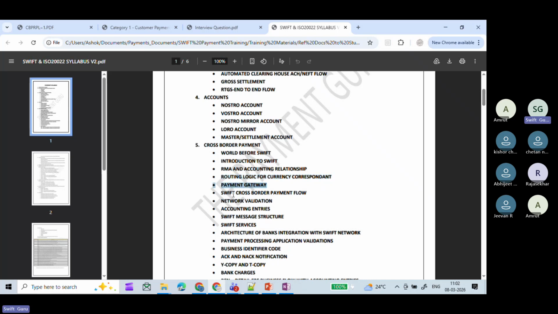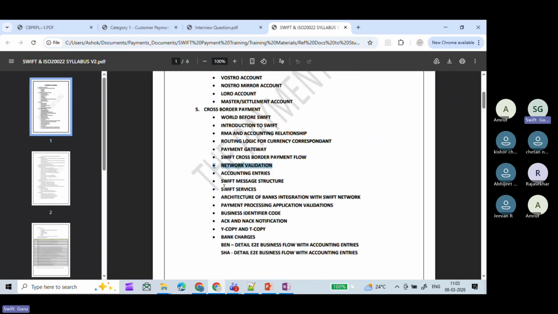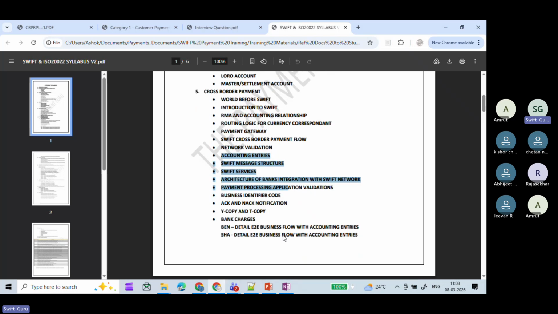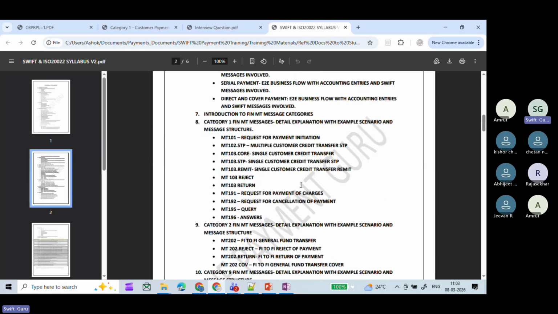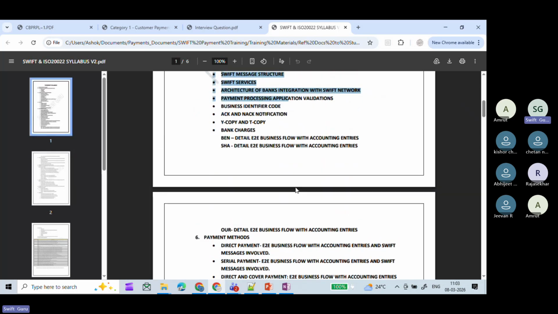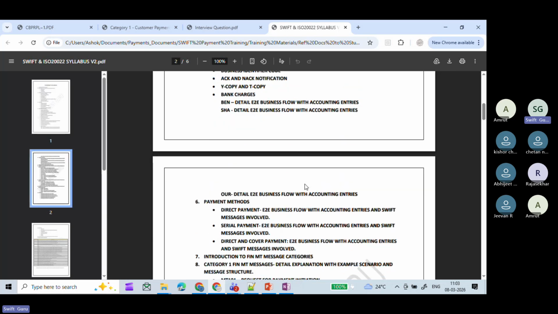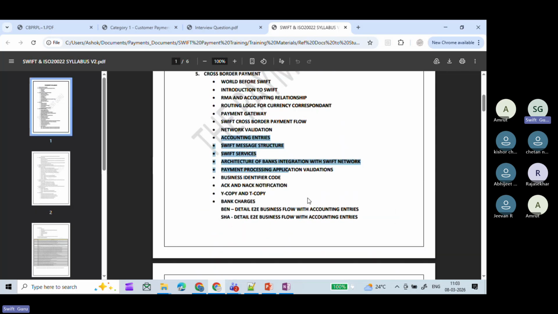And we'll learn about the payment gateway that connects the SWIFT network to your banks. SWIFT cross-border payment flows, network validations, accounting entries, SWIFT message structure, SWIFT services, architecture, business identifier code, and many other things. Many of the things you might not be able to understand the importance of right now, but as we progress and when you get into this area, you'll understand these are some of the important key topics.